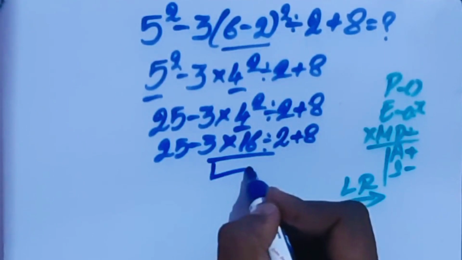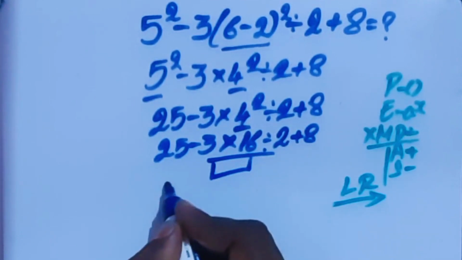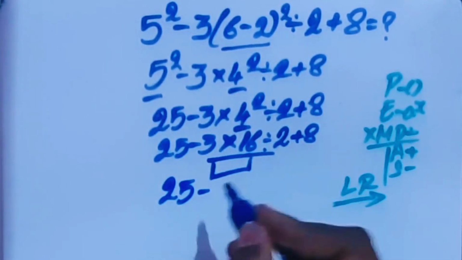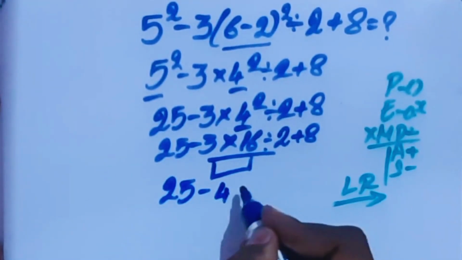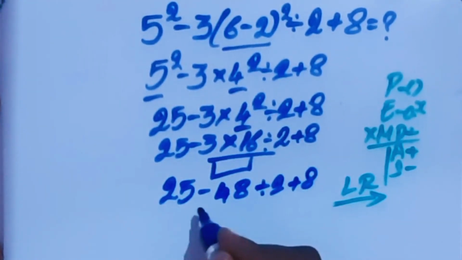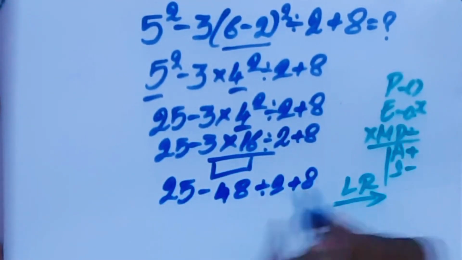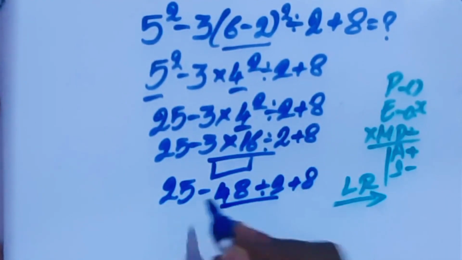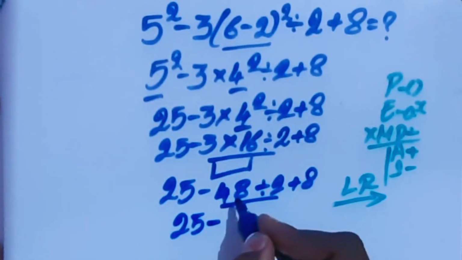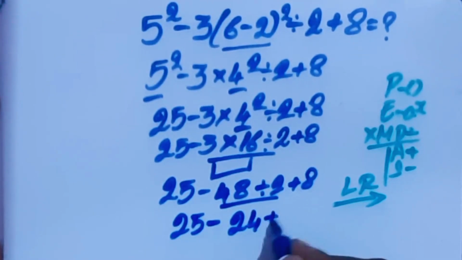Here left to right is 3 times 16. Here we have to do this 3 times 16 before any other operation. Here 25 minus 3 times 16 is 48 divided by 2 plus 8. Here we have subtraction, division and addition. Here division is higher priority than this addition and subtraction. So we have to do this division before this addition and subtraction. So 25 minus this is 48 divided by 2 is 24 plus 8.